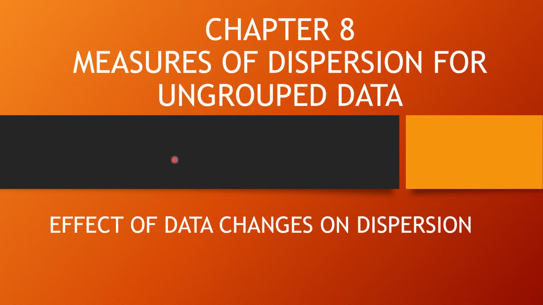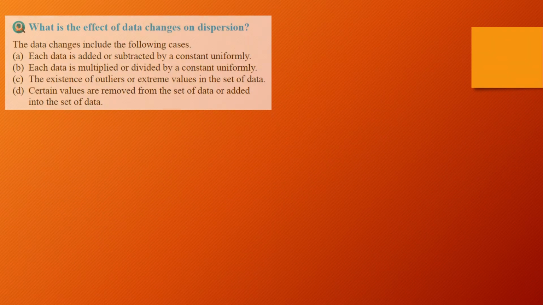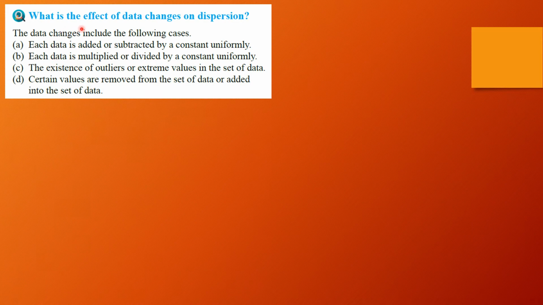Hi everyone, today we will look at another part of chapter 8, measures of dispersion for ungrouped data, that is the effect of data changes on dispersion. So now we will look at what is the effect of data changes on dispersion. You can refer to your textbook at page 228.